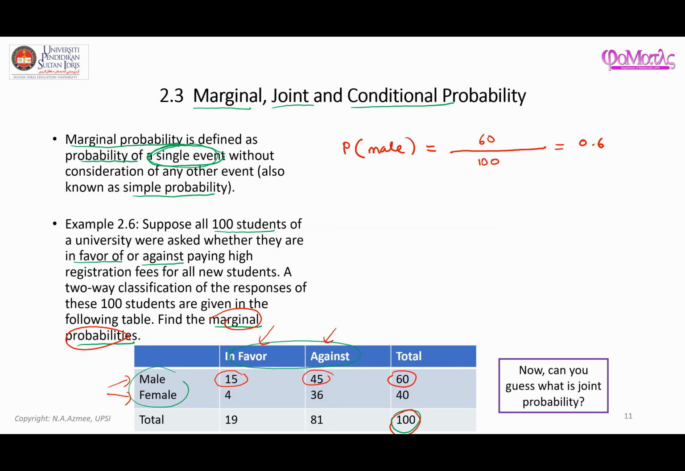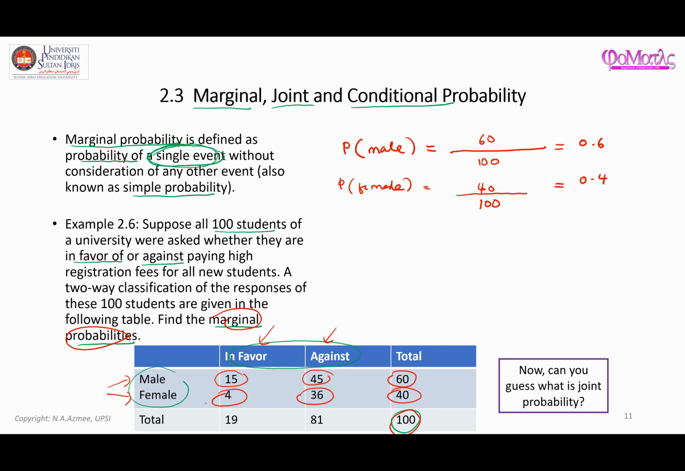Next, we move on to the next probability, which is the probability of it being female. And again, the concept of probability is very simple. You need to know how many female there are, and you need to divide that number by the total number of students. So find out the number of female: 4 plus 36 is 40. So we've got 40 female students over a total of 100 students. Therefore, the probability of the student being female is going to be 0.4.